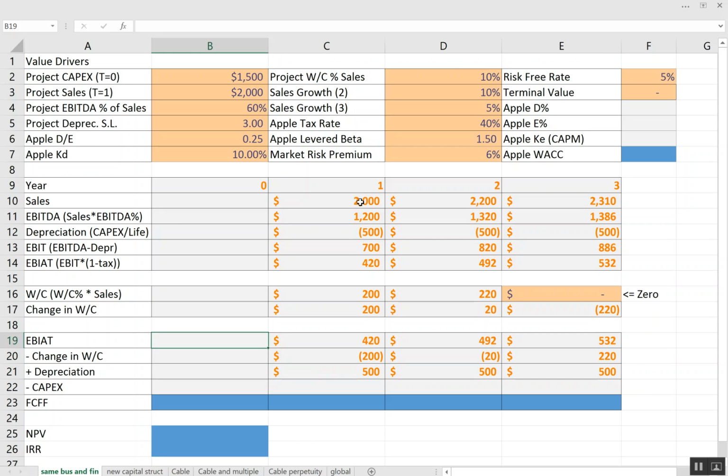All right, and since I'm starting with earnings before interest and after tax, the depreciation tax yield is already included in the numbers above because I subtracted it before computing profit. However, I need to add back the non-cash expense of depreciation. I'll then subtract CapEx, which is $1,500 today. So these are my free cash flows to the firm.